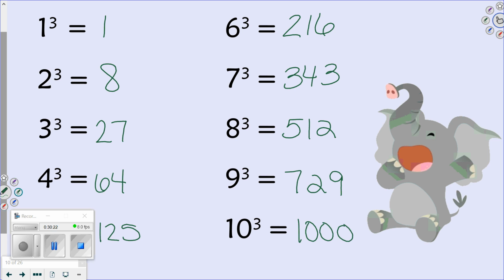Those are typically the ones that we deal with. So this is a list that you may want to keep with you, maybe right at the top of your paper, something that when you see those numbers, you recognize them. Okay? All right, so those are your perfect cubes. Just keep that in the list with you.